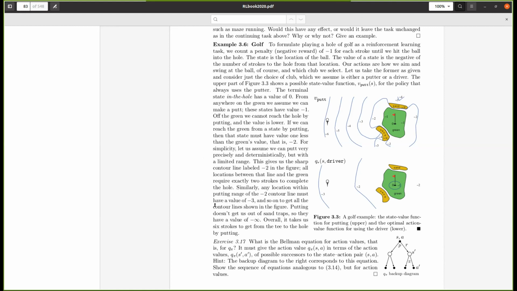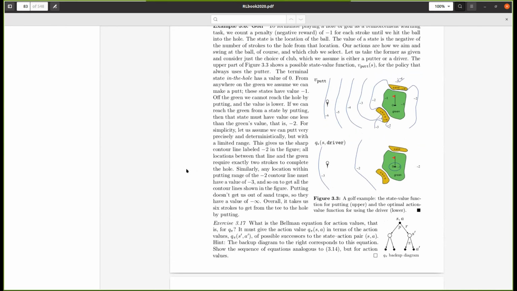But then there is a sand trap too, which has negative infinity. So putting the golf ball there means the ball is stuck there. This example gives a viewpoint of, I think, they have solved it using 6 strokes to get from the tee to the hole by putting. So this is the kind of problem that is formulated here.